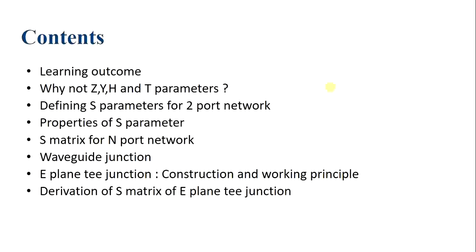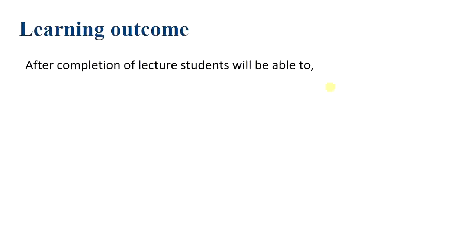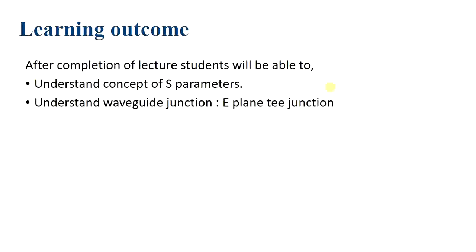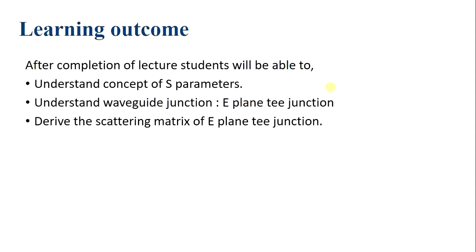We will see its construction, working principle, and then we will go for the derivation of the S matrix of E-plane T junction. Coming to the learning outcome, after completion of this lecture, students will be able to understand the concept of S parameters, understand the waveguide junction, that is E-plane T junction, and the students will also be able to derive the scattering matrix of E-plane T junction.